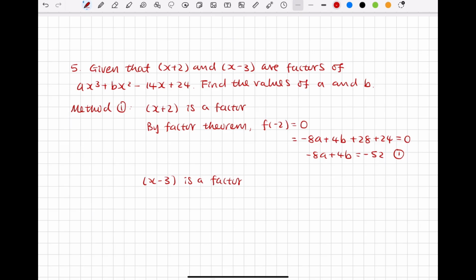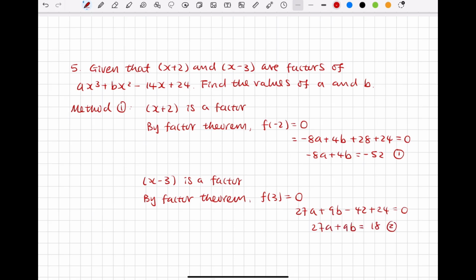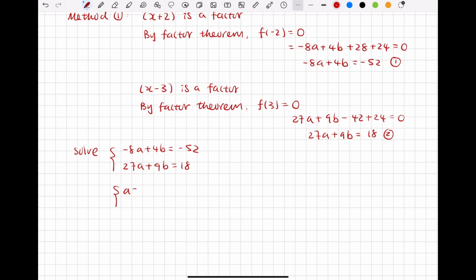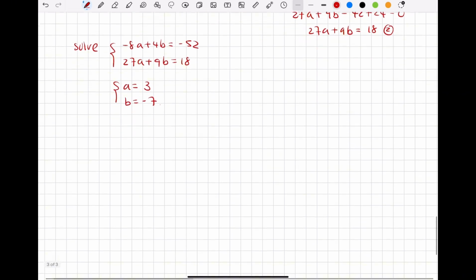Similarly, x subtract 3 is a factor. By the factor theorem, f(3) should be 0. We will get the equation 27a plus 9b subtract 42 plus 24 is 0. Simplifying this equation, we get 27a plus 9b is 18. Now we need to solve this simultaneous equation, and we'll be able to find that a is 3, b is negative 7. Okay, now let's look at the second method.